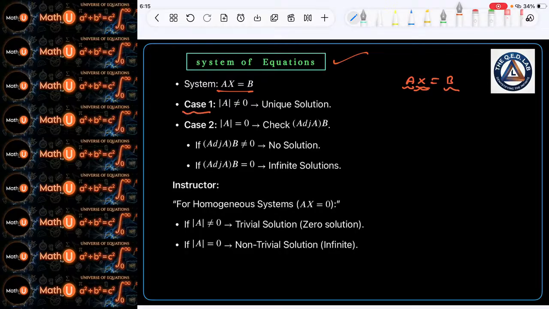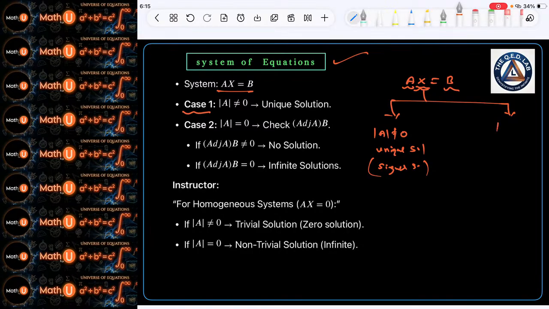There are two cases. You should find the determinant. If the determinant is not equal to 0, there is a unique solution. Unique solution means a single solution, that is, there is only one set of x, y, z values. We get single x, y, z values.